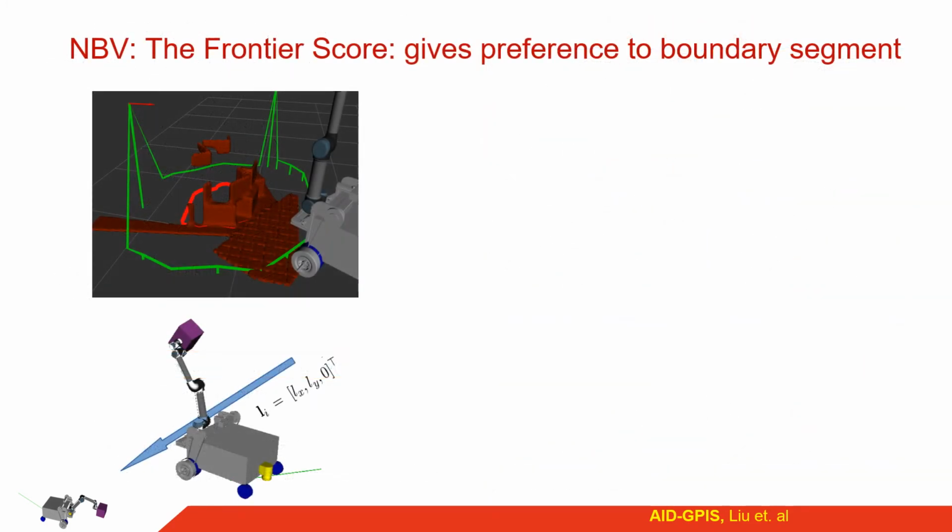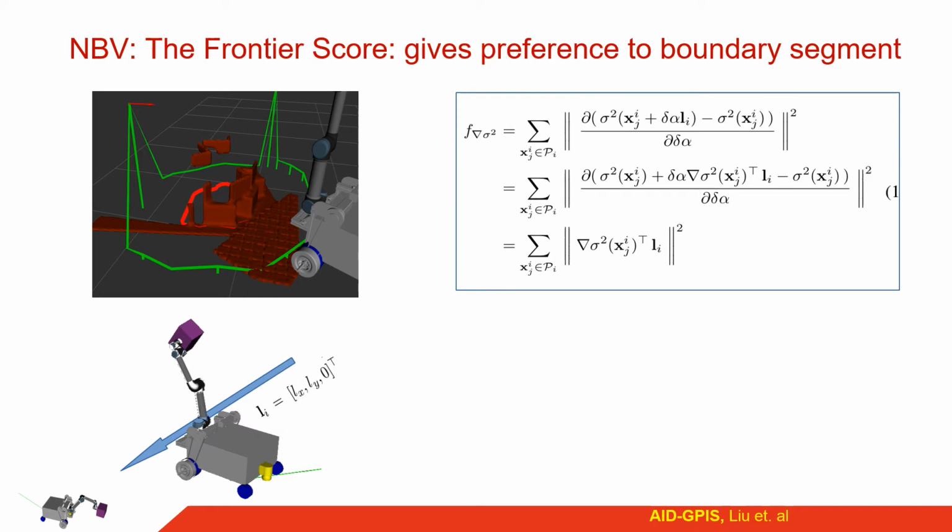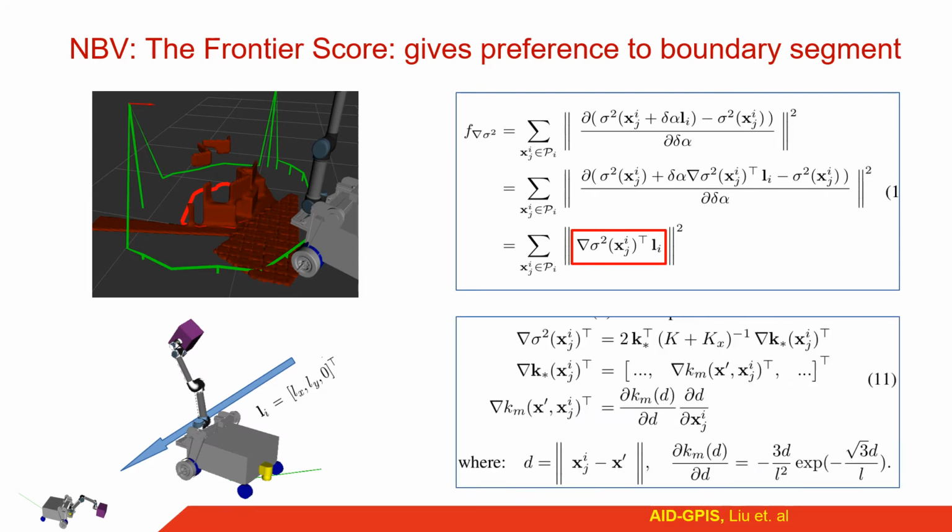The frontier score is computed as the sum of segment point uncertainty gradient projected onto the segment direction, where the uncertainty gradient is computed from the GPIS expression. This is possible as the GPIS has a differentiable kernel. Together, this score represents how fast uncertainty changes and is maximum at the exploration boundary.